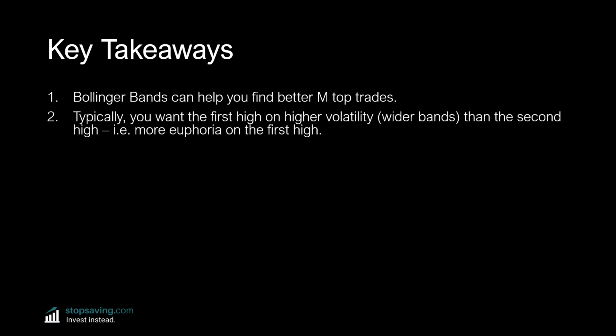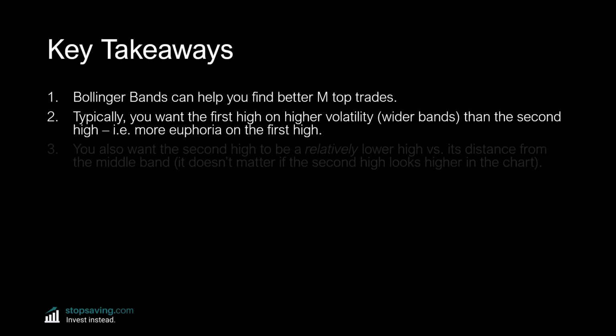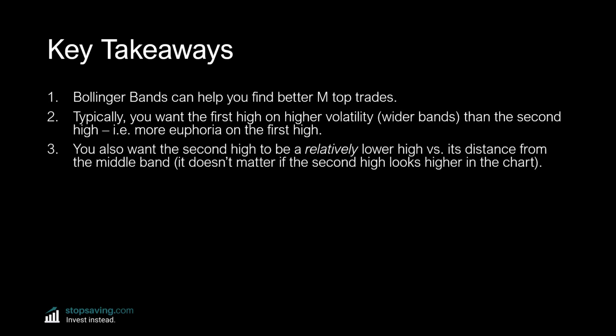So that's the end of this video, and here are the key takeaways. Number 1, Bollinger Bands can help you find better M-top trades. 2, you want the first high to be on higher volatility with wider bands than the second high, i.e. you want there to be more euphoria on the first high than the second. 3, you also want the second high to be a relatively lower high versus its distance from the middle band. It doesn't matter if the second high actually looks higher in the chart.